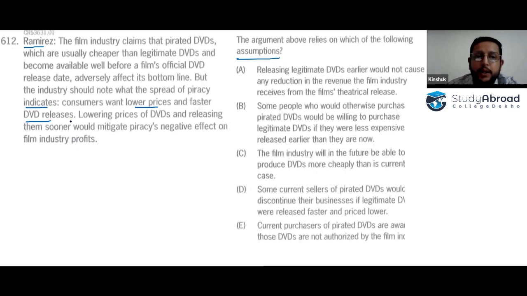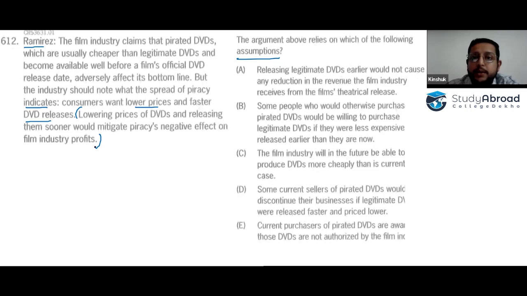If you want to understand the author's conclusion here, the author's conclusion is that lowering the prices of DVDs and releasing them sooner would mitigate piracy's negative effect, right? And what is the background he has given us here? The background is that piracy is adversely affecting the industry and shows that people demand lower prices and quicker releases of the respective DVDs, right? So we have to understand what makes this connection valid. That is going to be the assumption.